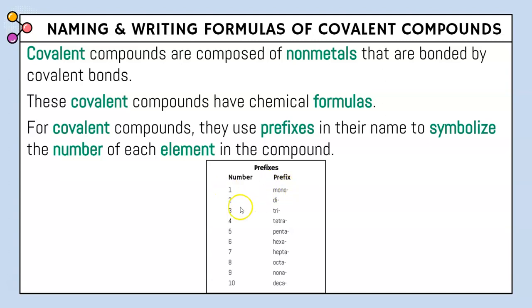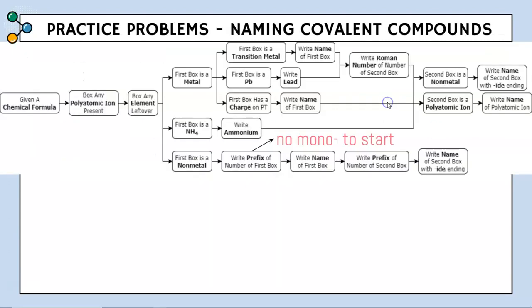For one, it's mono, two is di, three is tri, 4 is tetra, 5 is penta, 6 is hexa, 7 is hepta, 8 is octa, 9 is nona, and 10 is deca. You do not need to memorize these prefixes. These prefixes will be on the back side of your flowchart. So let's go and do examples of naming covalent compounds.